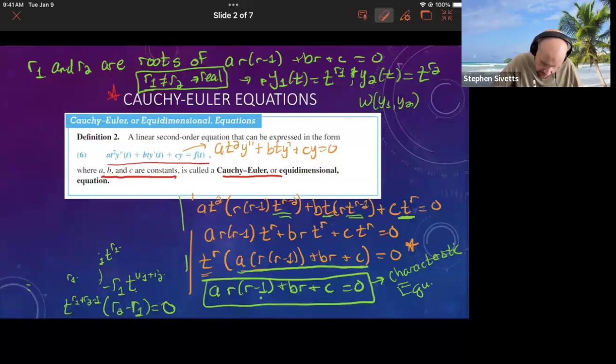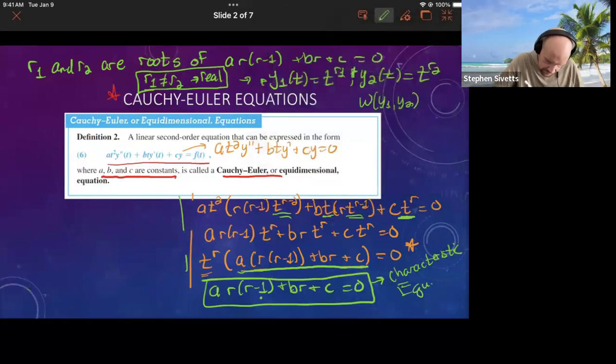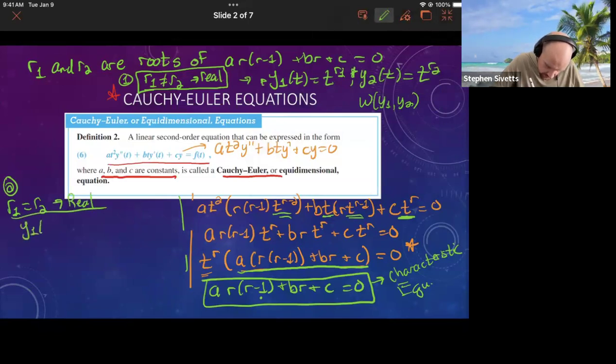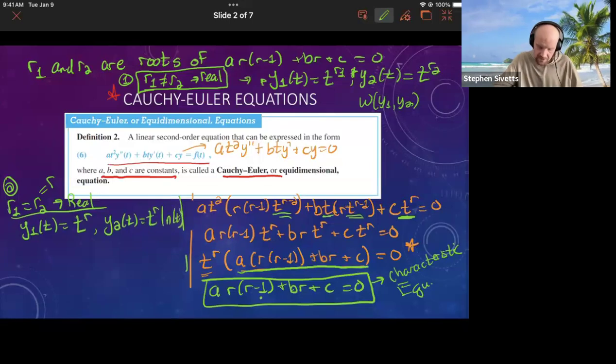we have a repeated root, a repeated real root, right? So this is the first case. The second case is if r1 does equal r2 and it's a real number, right? And then we're going to have one solution. So if I let this equal r, we'll have t to the r, and then y2 of t is equal to t to the r times ln of t. Okay, t to the r times the natural log of t.